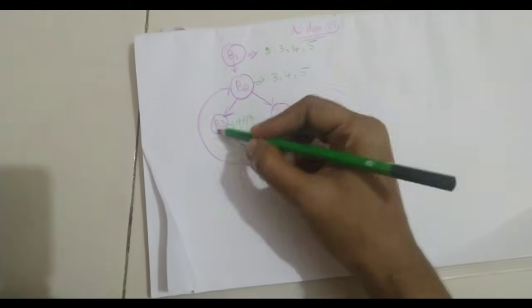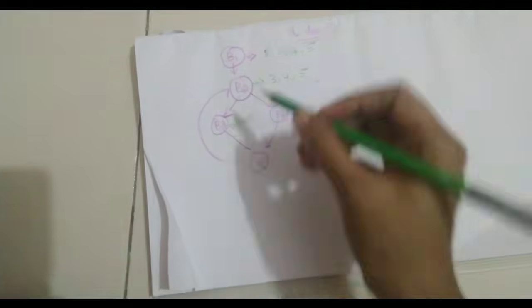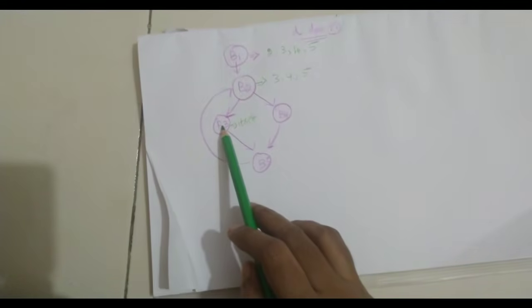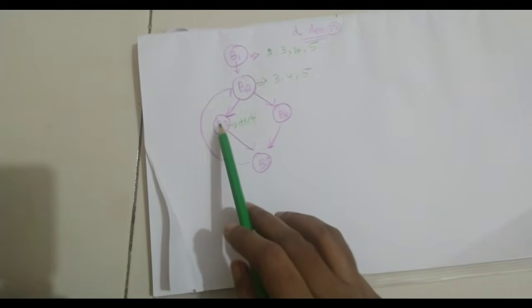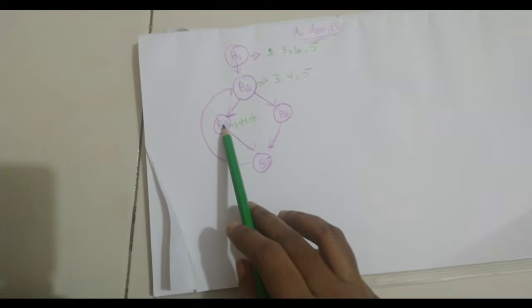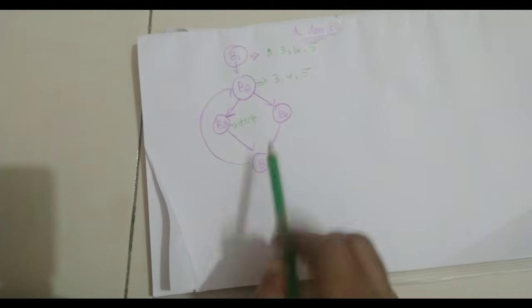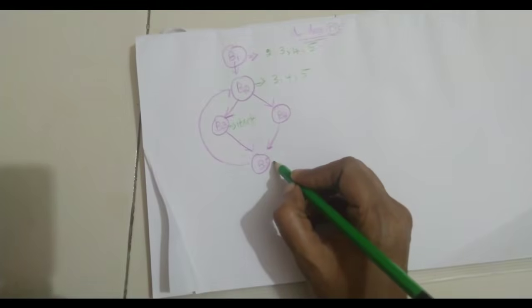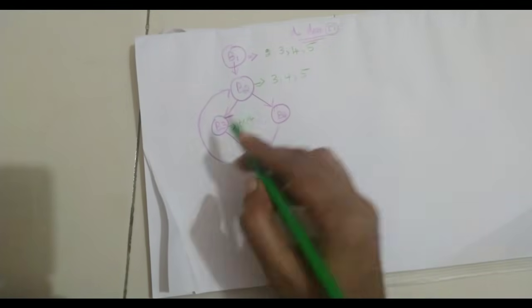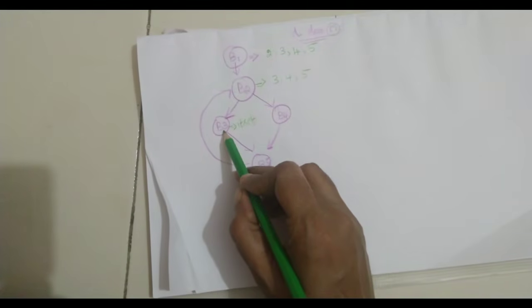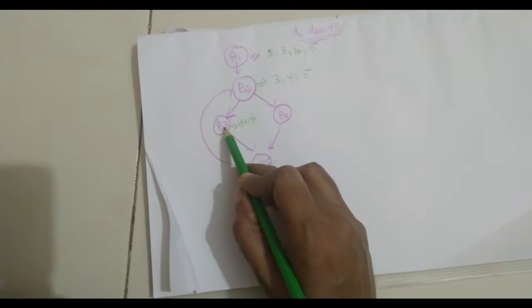According to the rule, every node is a dominator of itself and it cannot be the dominator for the other node. So what do you mean by the dominator? If this is N, and B3 wants to be the dominator, then it should be the unique way, the only one way.